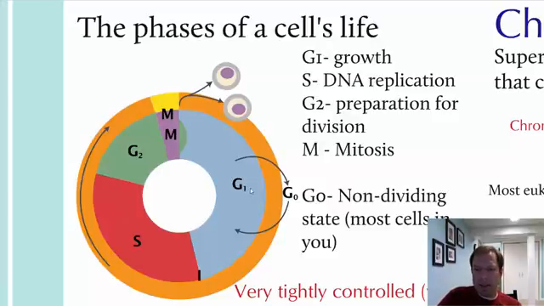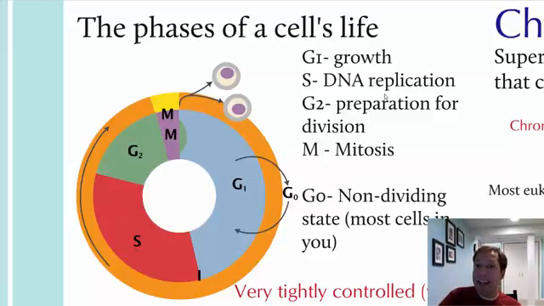Now, in many cases, that cell will stop here in the G1 phase and not move on to the next phase. When it's in that senescence, it is going to be in the G0 or non-dividing state. Most of your cells spend most of their time in the G0 phase. However, if there is the right signal for a cell to be able to move on to the next stage, then it will enter into the S phase.